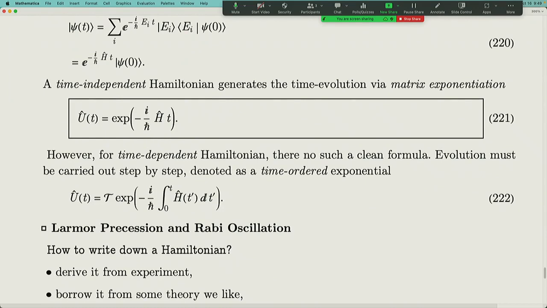But for all the homework and exams, we deal with time-independent Hamiltonians. For time-independent evolution, it's given by the matrix exponential. So it's very important that you know how to do the matrix exponential, and many of the problems will be about, given the Hamiltonian, writing down the time evolution operator acting on the state and predicting something, right? So you need to be very familiar with this exponentiation.